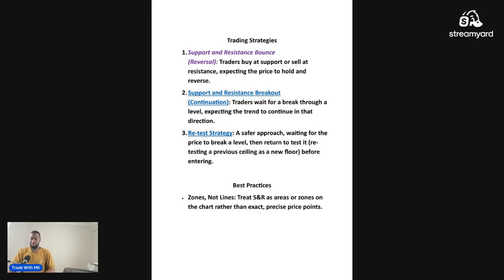Best practices: zones, not lines. We don't just draw a line and expect that to be our support. It has to be a zone, not a line. Treat S and R, support and resistance, as areas or zones on the chart rather than exact, precise price points.